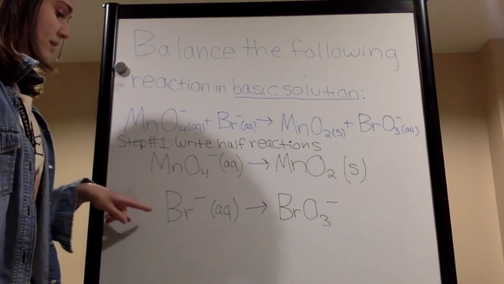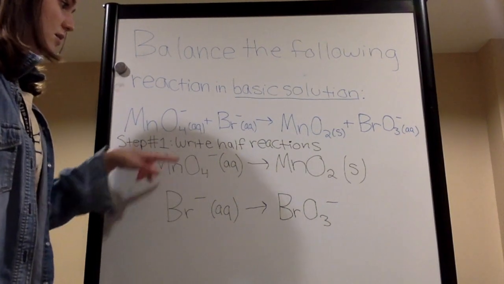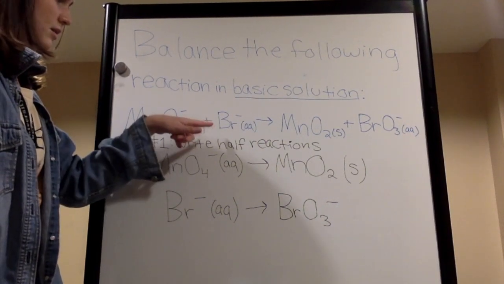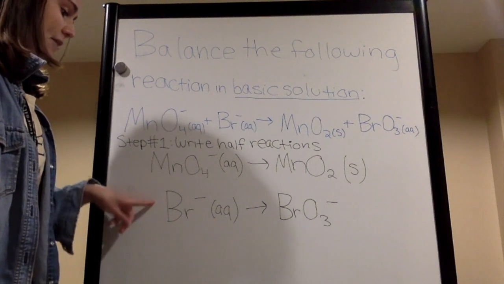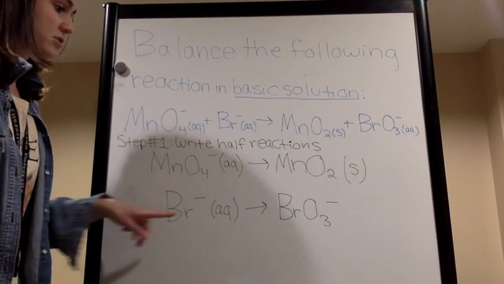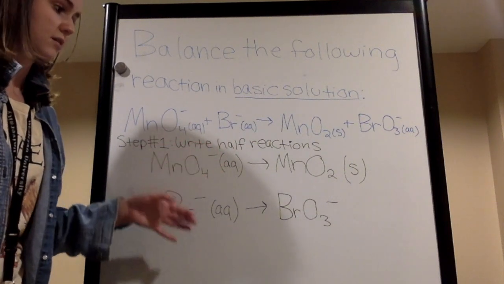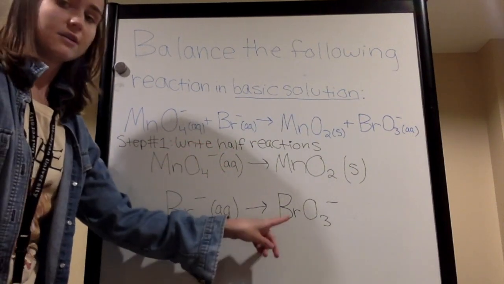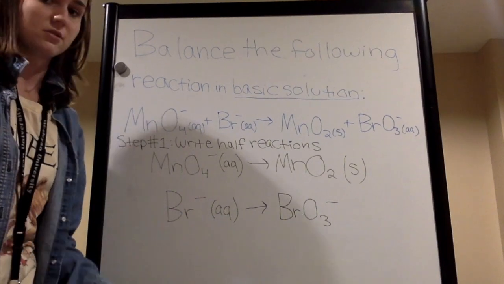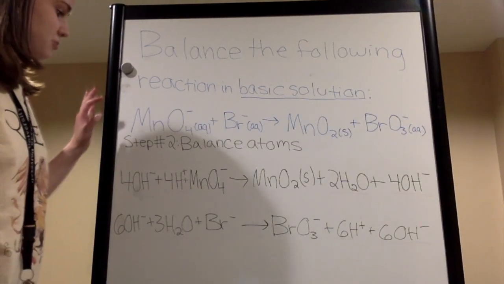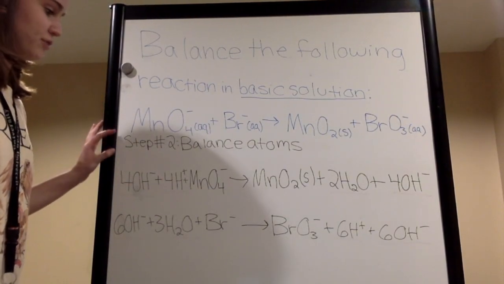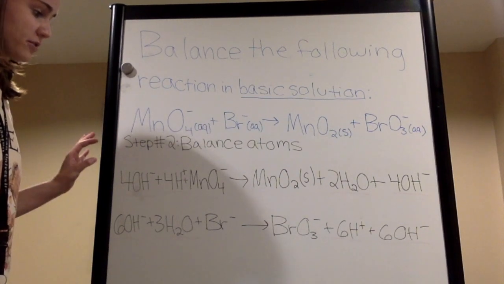Next, to write the half reaction for bromine, we take the bromine anion, that will be the reactant for that half reaction, and then we find the product containing bromine, and that will be the product for that half reaction. The second step is to balance the number of atoms in each half reaction.